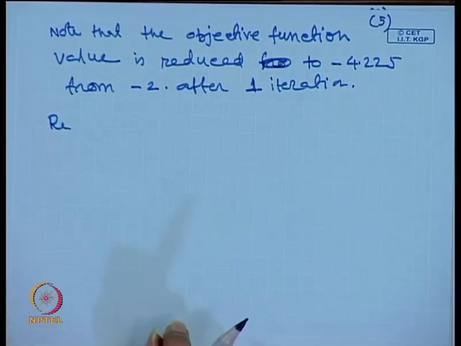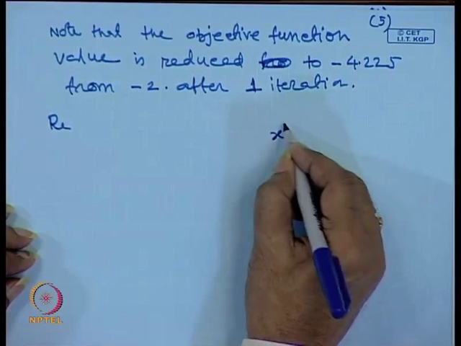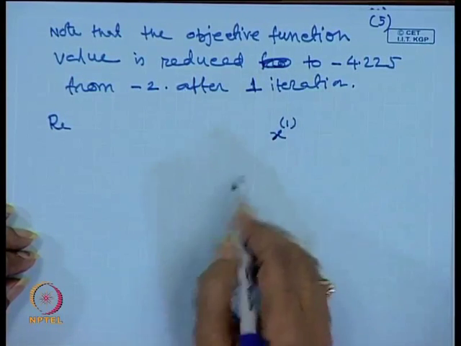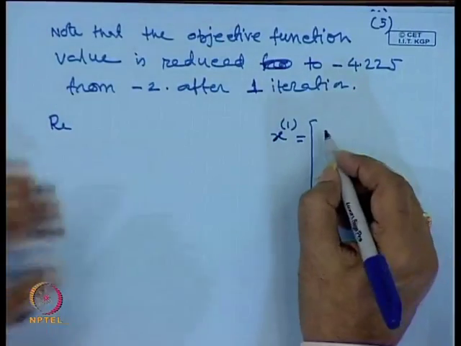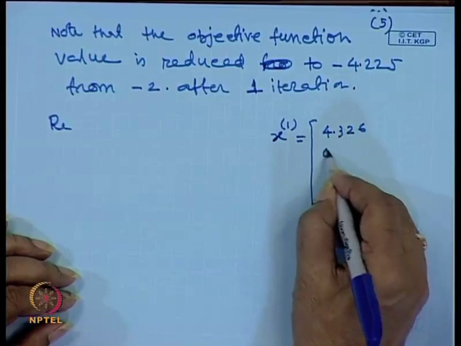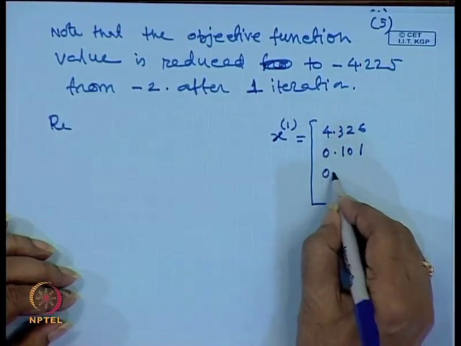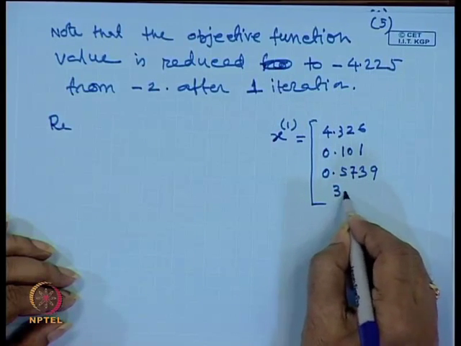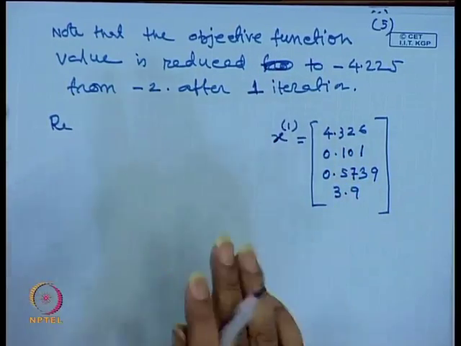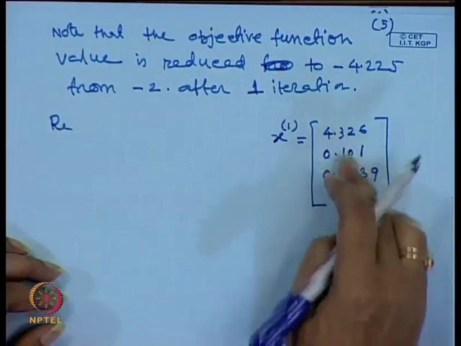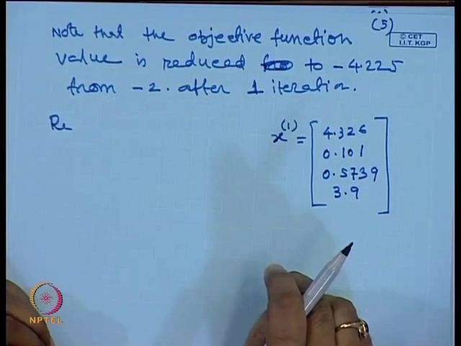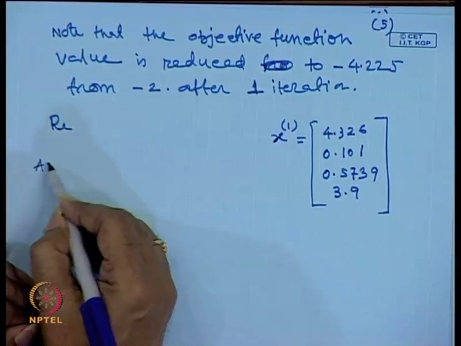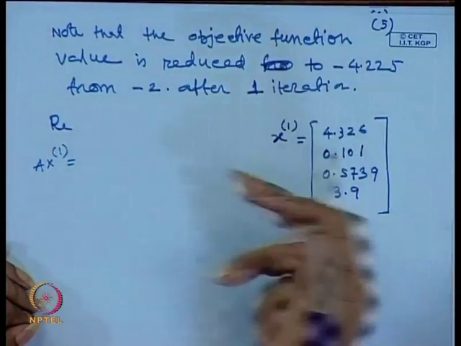What do you have to repeat? Now we will consider this x of superscript 1, this x of 1 in brackets, whose value you know; you have just calculated these values. I am writing these values: 4.326, 4.101, then 0.5739, 3.9. You can treat this as our initial guess. These are not equidistant from the axis, and this is obviously an interior point. If you want to check it, you can check it for x of 1, because you have solved it in this way, an interior point.